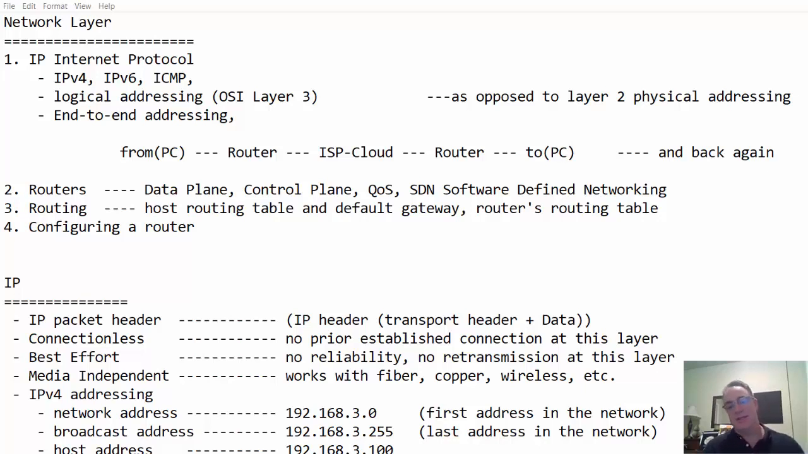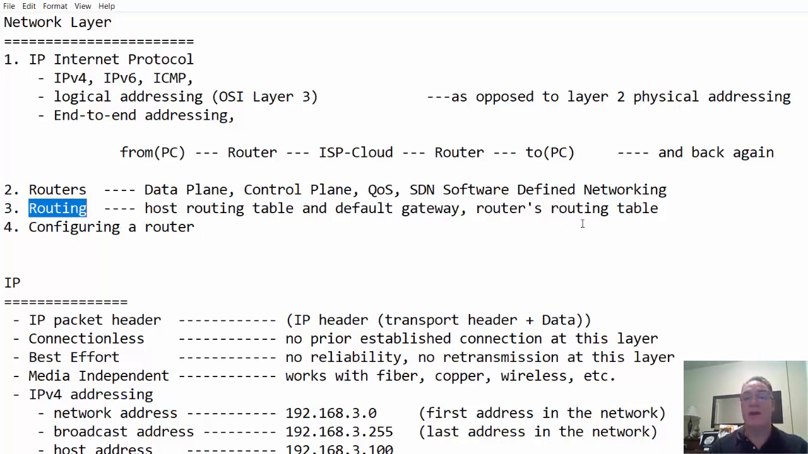This week in one of my classes, we're covering the network layer. So what will we be going over in terms of the network layer? Well, we're going to be going over IP, the Internet Protocol. We're going to be talking about routers and the function of routers at the network layer. We're also going to talk about routing. And particularly in routing, we're going to be talking about the routing table.